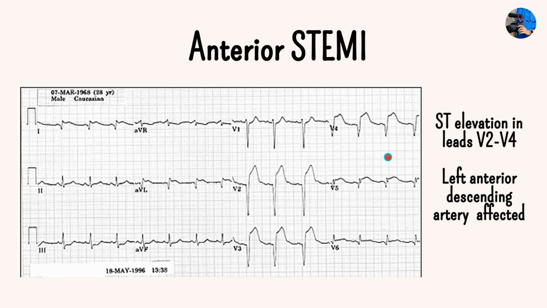And actually it's quite clear to say that the left anterior descending artery is affected. You might see a bit of elevation in some of the other leads, or you might see a T-wave inversion in some places, but for the most part that ST elevation is clearly shown in V2 to V4, and this is telling us that we have an anterior STEMI and your left anterior descending artery has been affected.